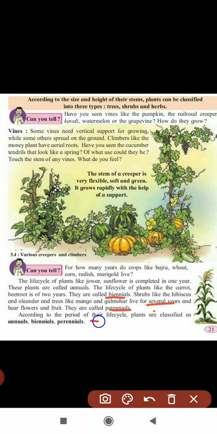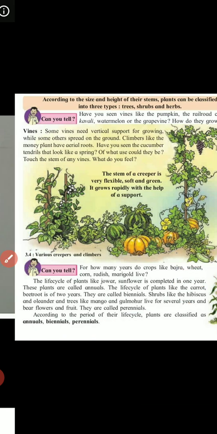So according to the period of their life cycles, plants are classified as annuals, biennials, and perennials. Annuals complete their life cycle in only 1 year; after 1 year you have to plant them again, and only then will they grow. Second is the biennials, whose life cycle is for 2 years, and perennials have a life cycle of several years. So these are the classification of plants according to their life cycle.